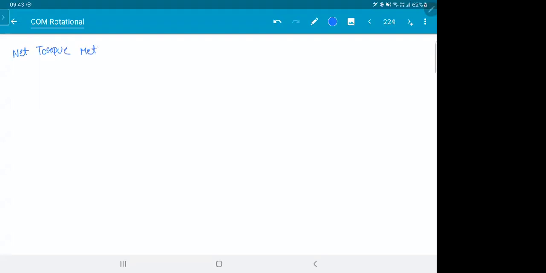So listen to this carefully. Net torque method. Remember, we have done this like net force method in laws of motion. We can use a similar concept here called net torque method. What do we do in this method? We attach the masses at the point where the string is connected to the pulley.